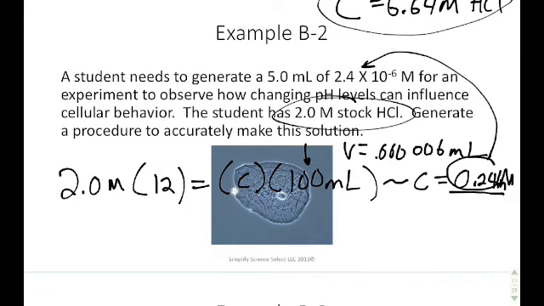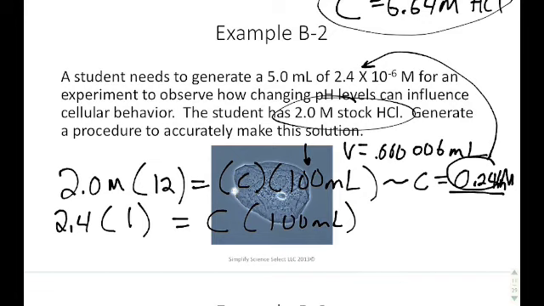So what I'm going to do is I'm going to take a 2.4 molar solution. I'm going to take out 1 mil of it. And when I do that, I'm going to dilute it to 100 mils again. And when I do that, I've done a 1 to 100 dilution. So instead of it being 2.4, the concentration is now going to be 0.0024. Another way to write that is 2.4 times 10 to the minus third.